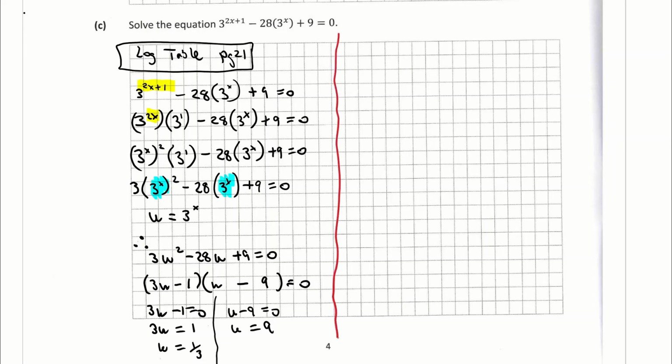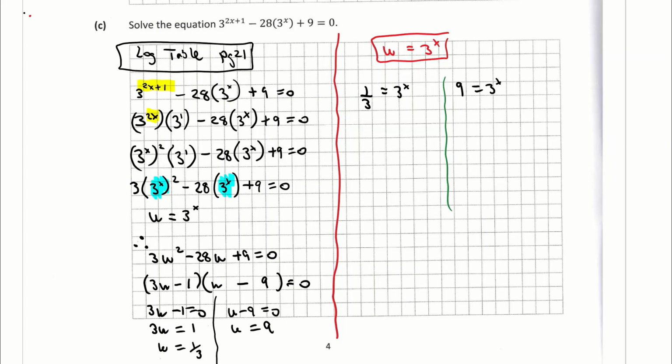Now, I'm not finished because the question doesn't want me to find the value of u. The question wants me to solve for x. So I now need to come back up and write down, well, what is my value of x? Well, I have u is equal to 3 to the power of x. That was from my u substitution. So I'm going to come back up and use that now. And I'm going to do it out twice. I'm going to do u as 1/3 is equal to 3 to the power of x. And I'm also going to do it out for my second value of u, which was 9. So 9 is equal to 3 to the power of x.